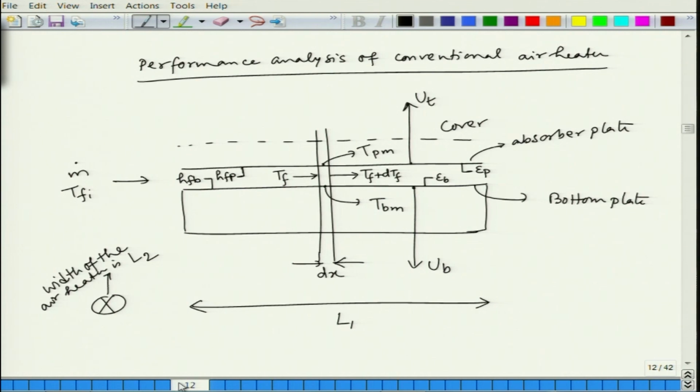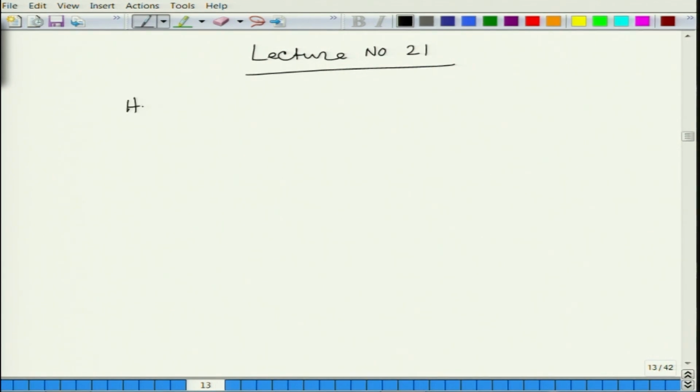So, this is the figure we drew in the last class, where we have a cover, then the absorber plate, and then the bottom plate here, and the lower portion is insulated. We have seen that the thermal resistance circuit is a little bit different in this case. So, let us start analyzing it by doing the heat balance. Now, the heat balance we have to do individually for the plate, for the bottom plate and the fluid. So, first we will look at the heat balance for the absorber plate.